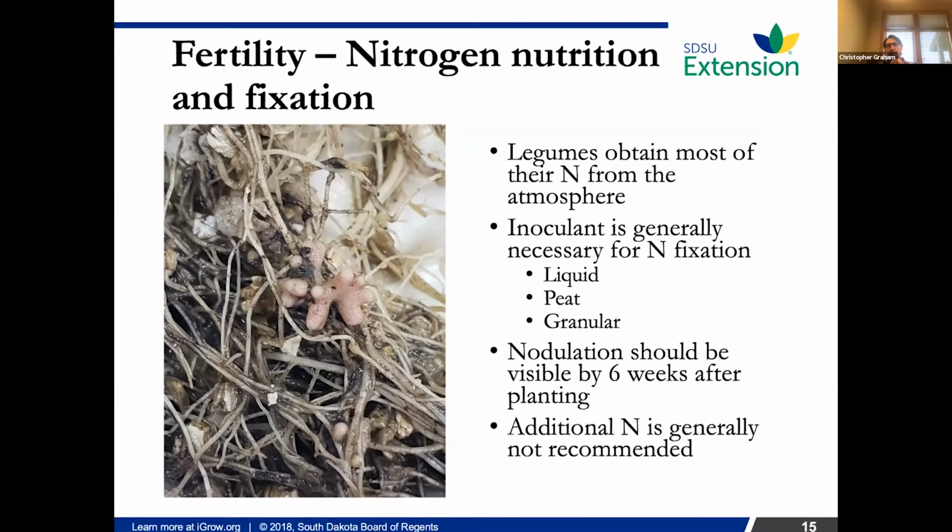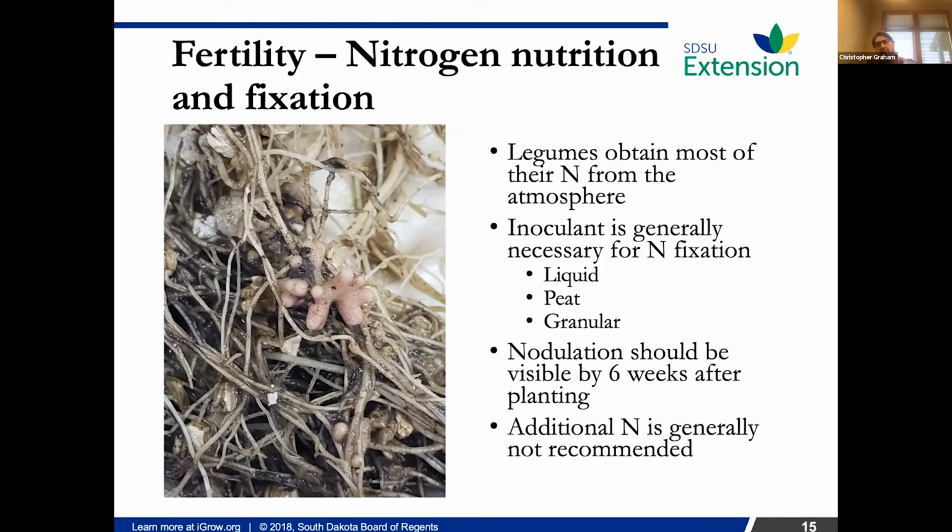And so the thing that you have to do typically, there is some native Rhizobia in the soil, but it's not enough generally to be effective in feeding the plant the nitrogen that it needs. And so you do have to apply some sort of inoculant, which is readily available and generally pretty cheap. And they come in a liquid, a peat, and a granular form.